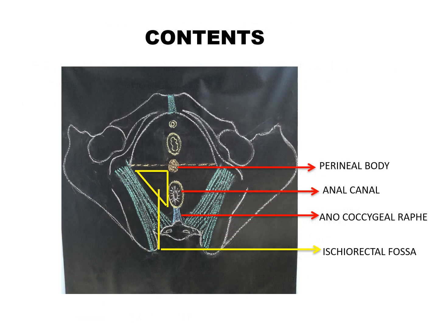The anal triangle of the perineum contains the following structures along the midline, anterior to posterior: the perineal body, the anal canal surrounded by the sphincter ani externus muscle, then the anococcygeal raphe or ligament. On each side of the anal canal, the anal triangle contains the wedge-shaped space called the ischiorectal or ischioanal fossa.